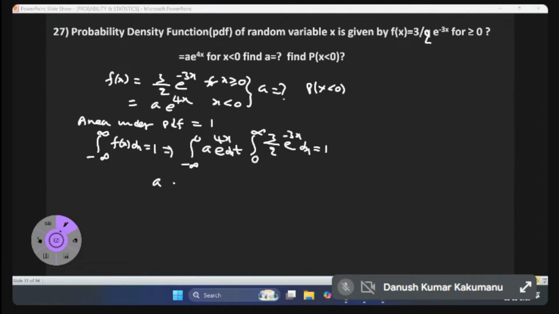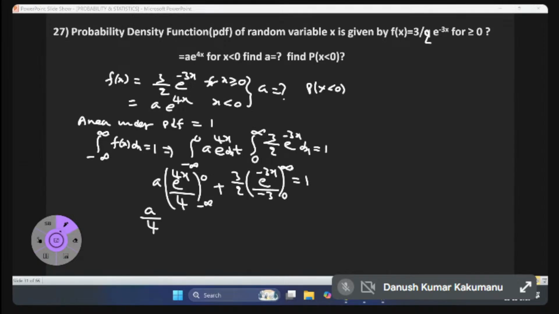What is the integral of e power 4x? It is e power 4x by 4, with limits from minus infinity to 0, plus 3 by 2 times e power minus 3x divided by minus 3, with limits from 0 to infinity, equals 1. Is this clear to all of you? See here, the 3s cancel. For the upper limit, what is the result here? A by 4, since e power 0 is 1.